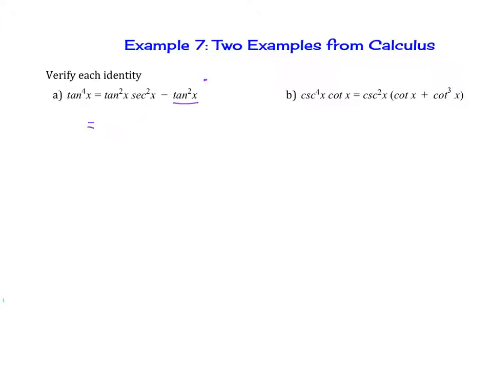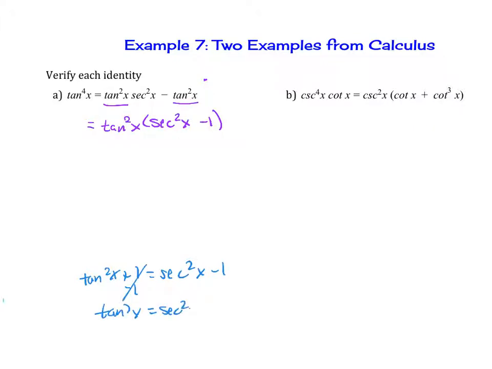What we can do is factor out a tangent squared of x. Then we're left with secant squared of x minus 1. So let's look at that. Tangent squared of x plus 1 equals secant squared of x. Subtract 1. So this is tangent squared of x equals secant squared of x minus 1.